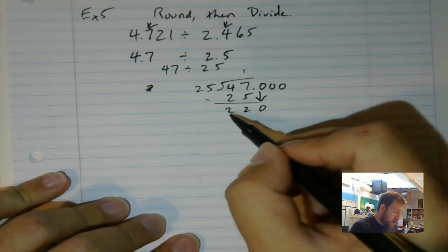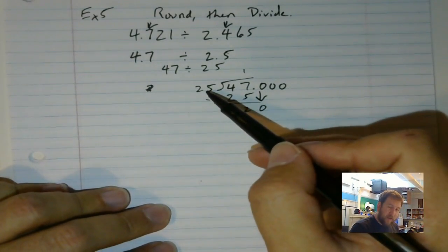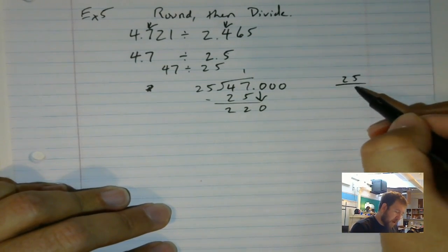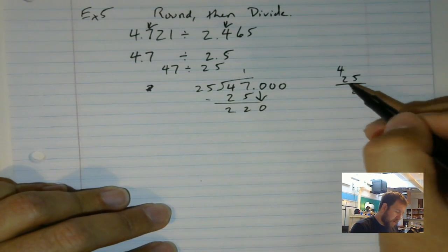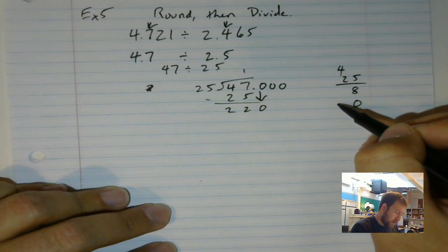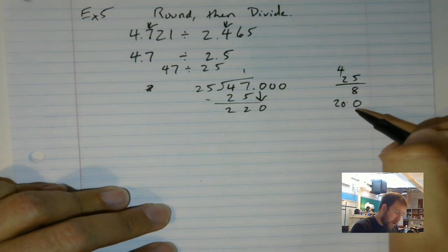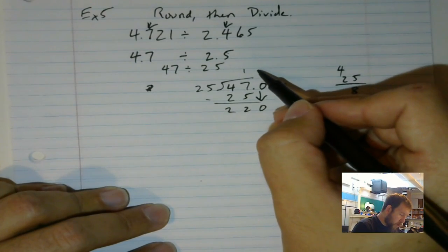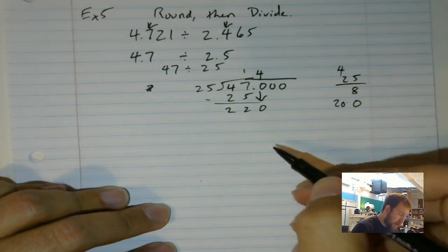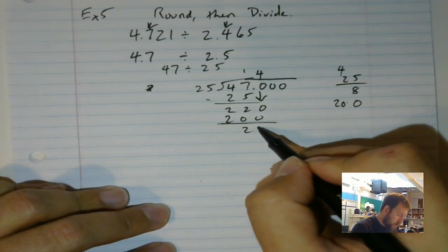That gives me 220. Okay, let's see what I can guess. Well, I know 25 times 4 is 100. So I'm going to guess 8. 25 times 8. 8 times 5 is 40. 8 times 2 is 16, plus 4 is 200. Nice. So I'm going to put a 4 up here. Oops. And I need to make sure I keep my points in line. I don't want to get confused that way. So I've got 200, which leaves me 20.